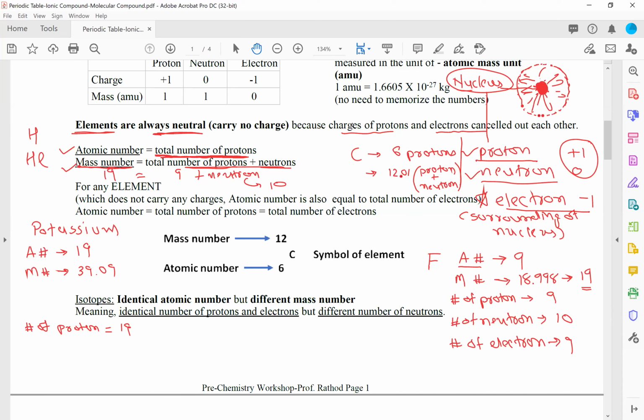Because the atomic number is equal to the number of protons. What is going to be the number of neutrons then? 20. Excellent. And what is going to be the number of electrons? 19. Great job, guys. Remember, this is definitely going to be part of your first exam question.